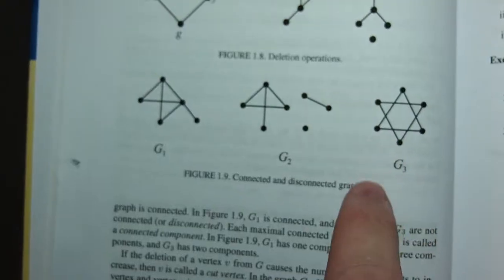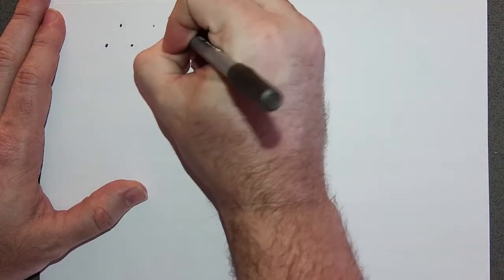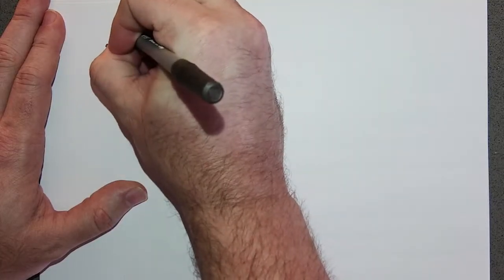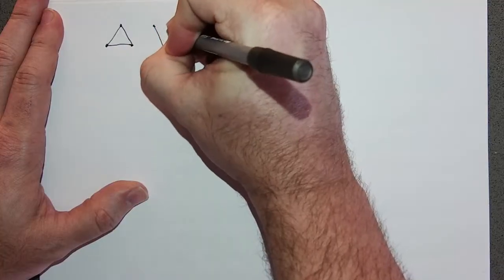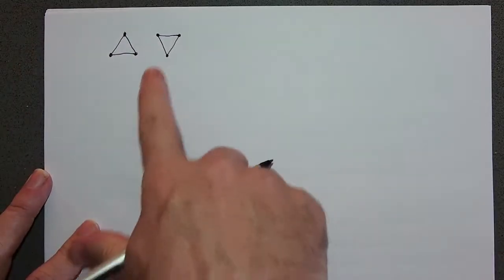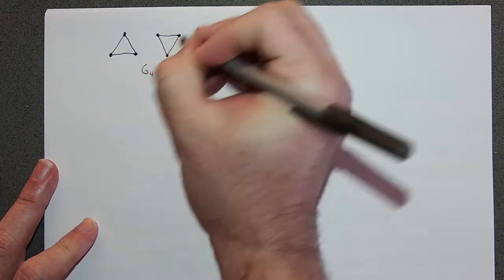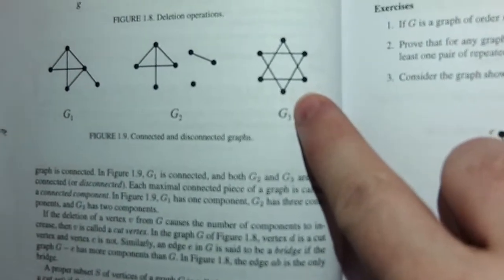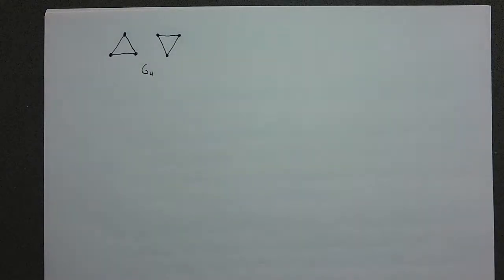If I had just redrawn this as the following, the question is, is this graph, maybe I call this G4, the same as this one? Well, that's a little tricky, because what does it mean to be the same graph, right? We are going to talk about that today here in a little bit.